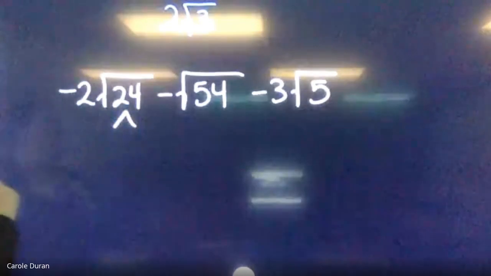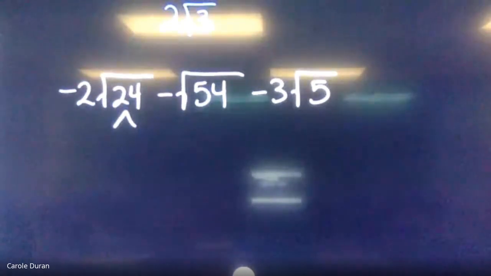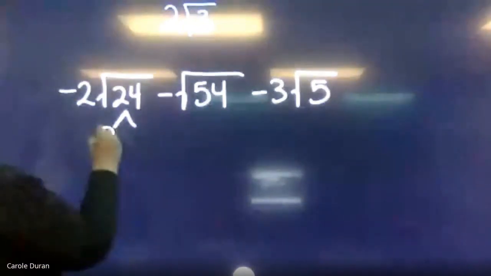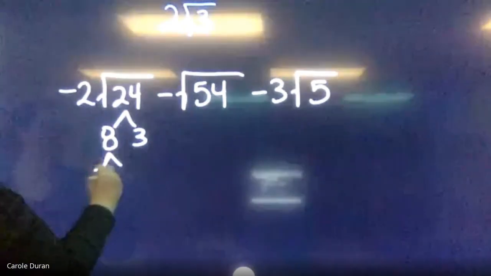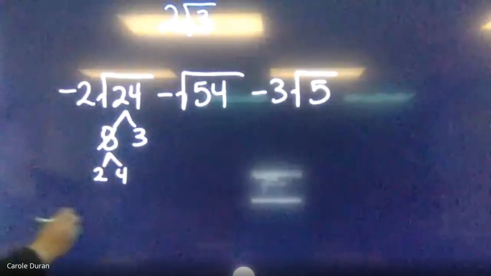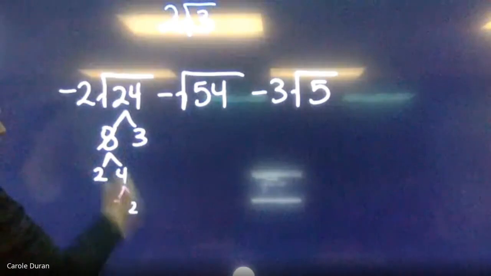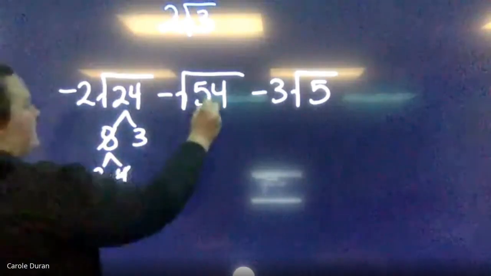When I factor tree the 24, what multiplies together to get 24? 8 and 3, perfect. 3 is prime, 8 is not. It's also not square, so I can break 8 down farther into 4 and 2. 2 is prime, 4 is not. 4 breaks down into 2 and 2. Do the same thing with the 54.